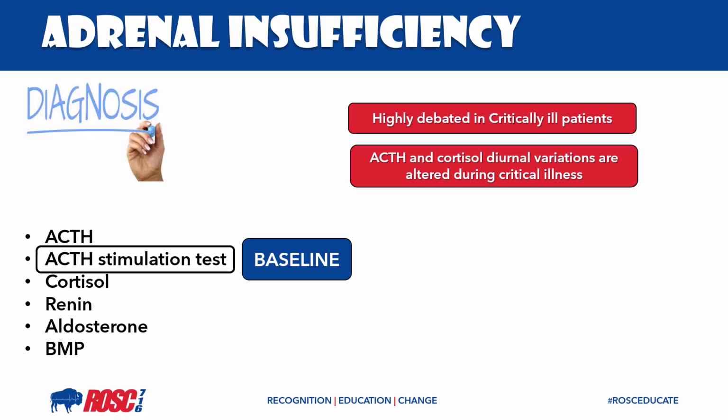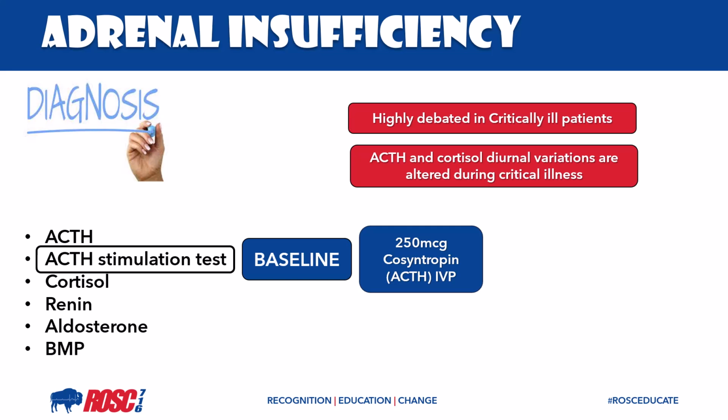You don't have to wait for the results to come back, but as soon as you draw that blood, you're then going to administer 250 micrograms of cosyntropin IV push. This is essentially synthetic ACTH. From there, 30 minutes post-administration, you're going to draw a random cortisol level, and then again at 60 minutes post-administration, another random cortisol. Some folks exclude that post 30-minute draw, but I just want to include it for thoroughness.